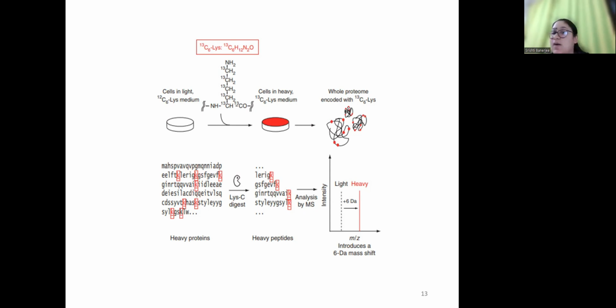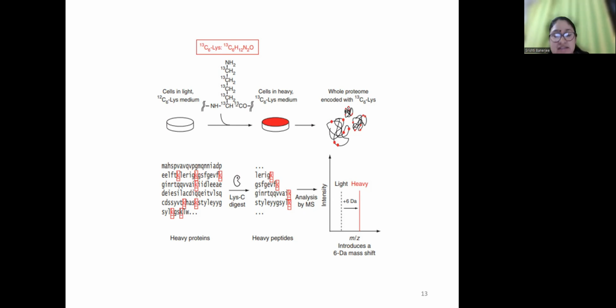Okay, so that is one condition. And in another condition, you're going to label it with light, the normal lysine that is available in the medium. So as a result, the whole proteome is either labeled with C13 or with C12, depending on the medium constituents. And now when you take the samples, you digest them into peptides and you analyze.